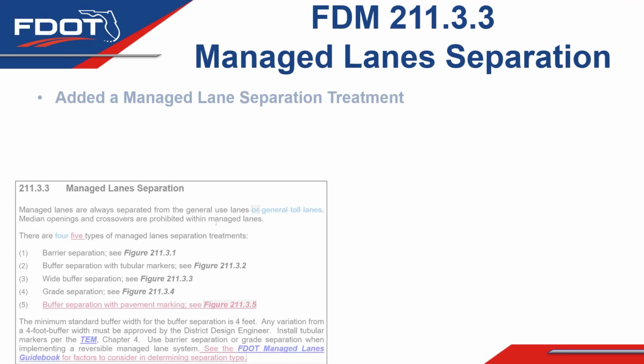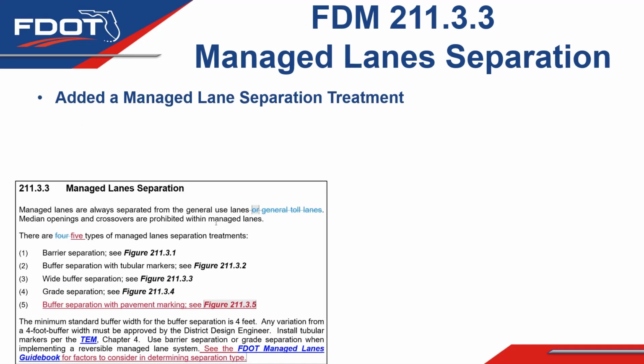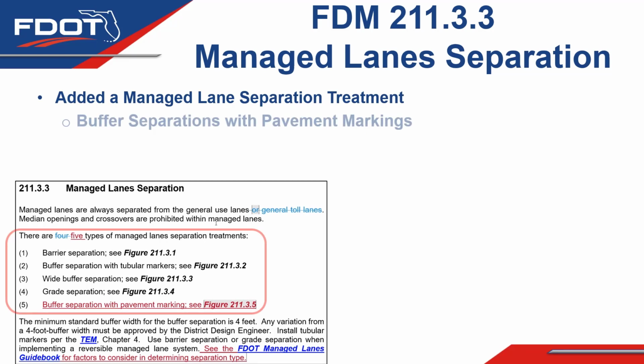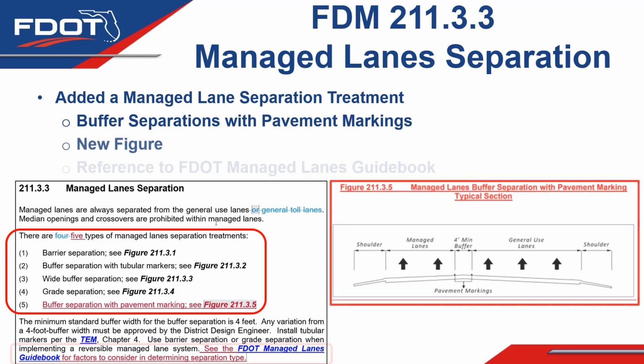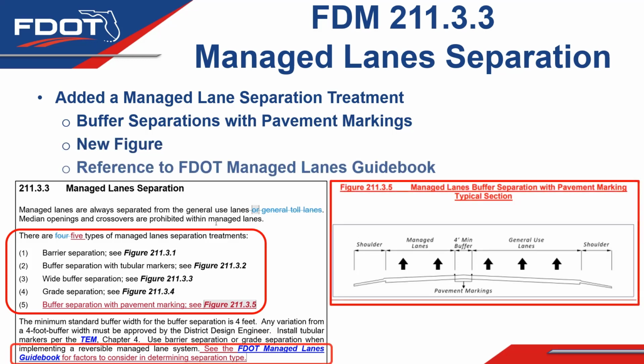In the managed lane separation section, we added buffer separation with pavement markings to the list of treatment types, along with a new figure and a reference to the FDOT Managed Lanes Guidebook for factors to consider in determining separation type. These updates came from the Systems Implementation Office to be consistent with the new FDOT Managed Lanes Guidebook.